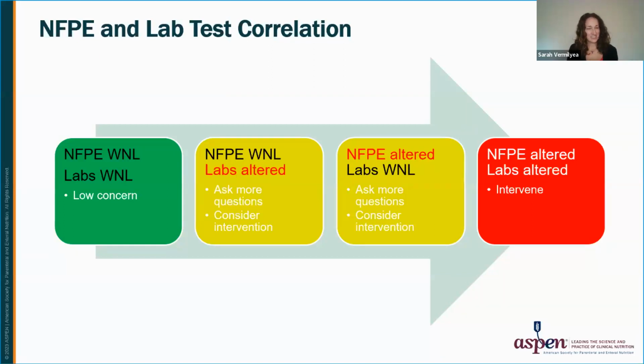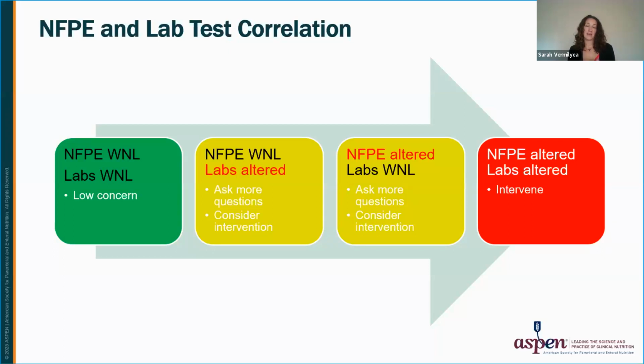So if the physical exam is normal and the labs that you have access to are normal, there may still be something going on, and you're going to identify that hopefully in another area of the assessment. But looking at these two things, I would have a low concern for a deficiency at this time. And if the NFPE is normal, but you have some altered labs, like maybe a vitamin D level is low, but you're not seeing any of that, ask more questions, see again if it makes sense that that could be a deficiency, and then consider intervention if still indicated.